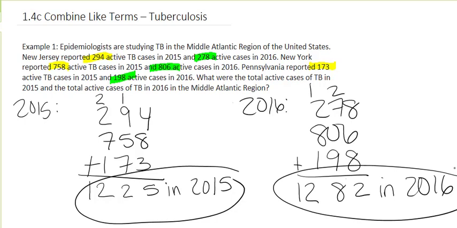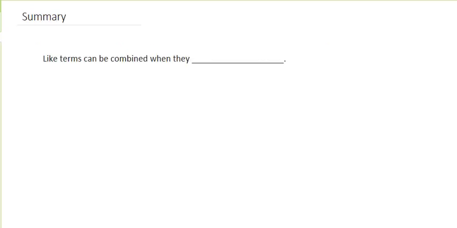So we were able to solve this because we were able to add all the cases in 2015 and all the cases in 2016 together. Therefore, to summarize, we were able to do this because only like terms can be combined when they exactly match.